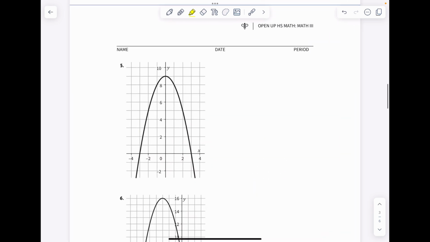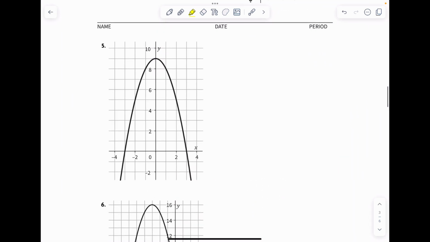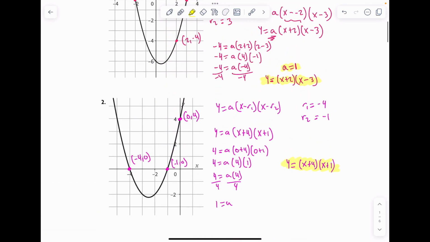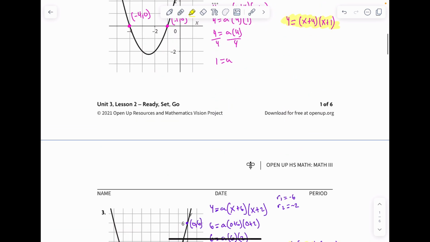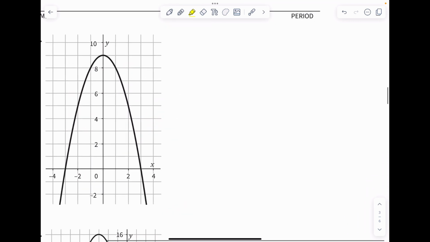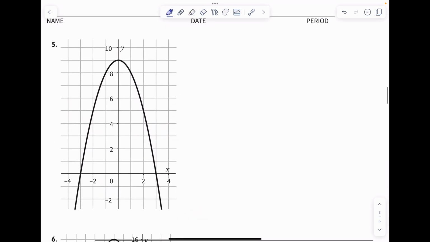Let's talk about 5. Okay, these look a little bit different, right? What's so different about them? I encourage you to think about that. What is so different about them? Same concept though. So factored form.